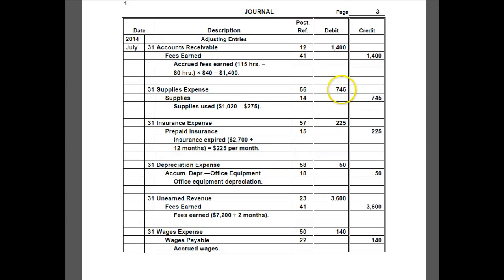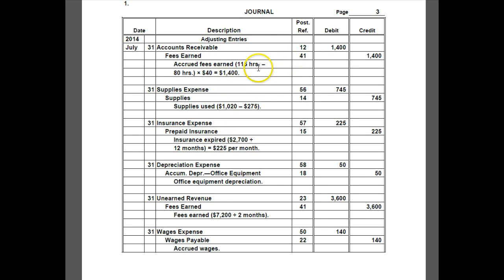Okay, here we are at journalizing adjusting entries. And the adjusting entries for this particular company, there are 1, 2, 3, 4, 5, 6 of them altogether.